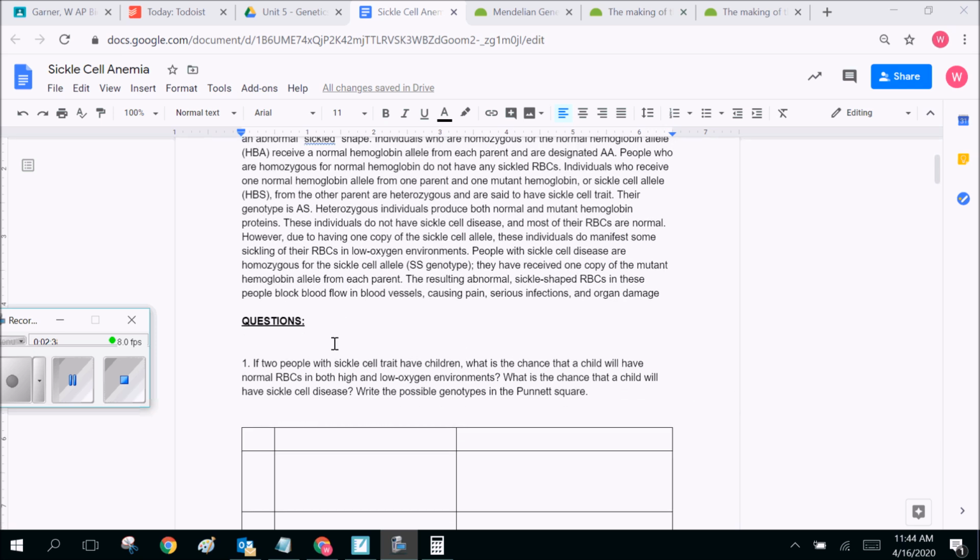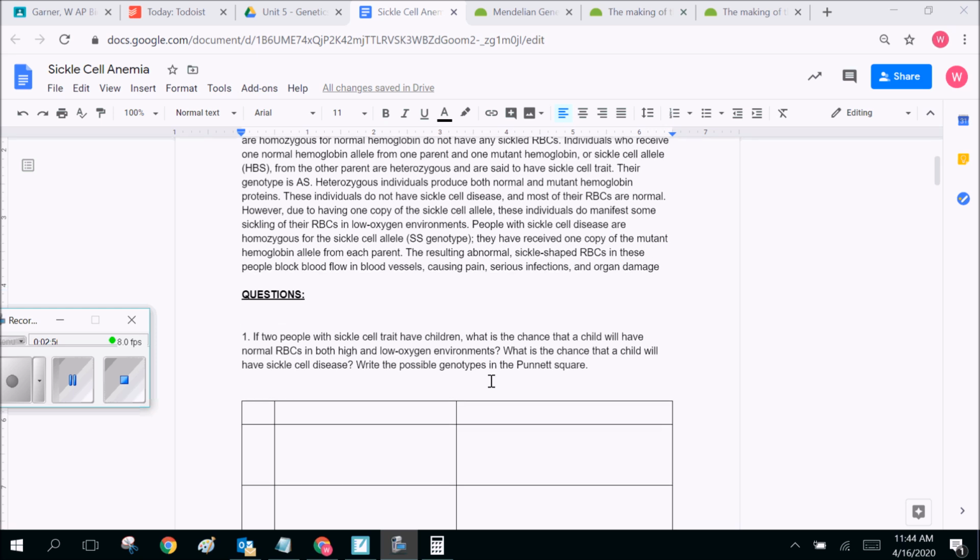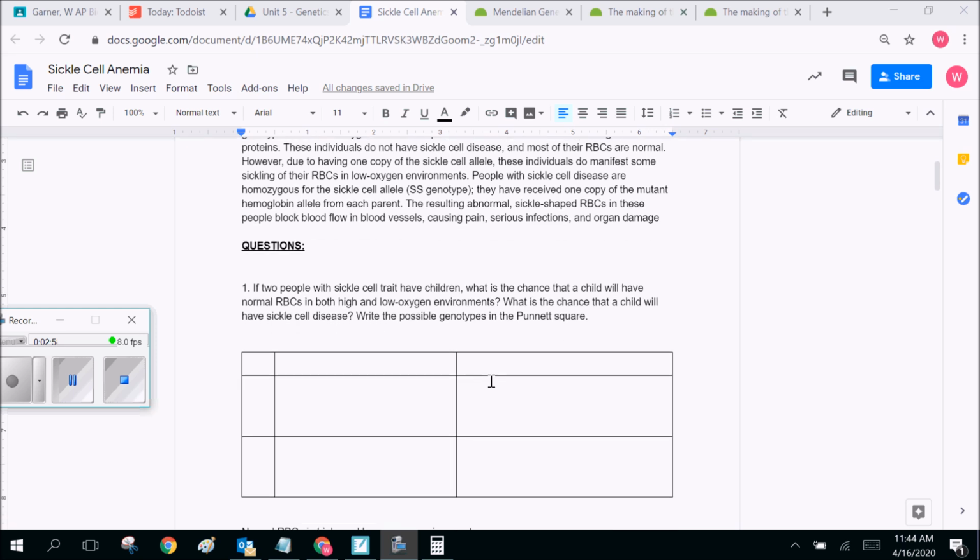So let's start here. If two people with the sickle cell trait have children, now we know the sickle cell trait means they don't have the disease, but they have one copy of that sickle cell allele. So that means they're heterozygotes. If two heterozygotes have children, what is the chance that a child will have normal red blood cells in both high and low oxygen environments? What is the chance that a child will have the sickle cell disease? The high and low environments, don't get caught up on that. We'll talk about that in more context later.